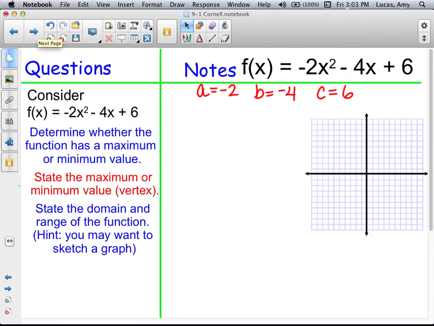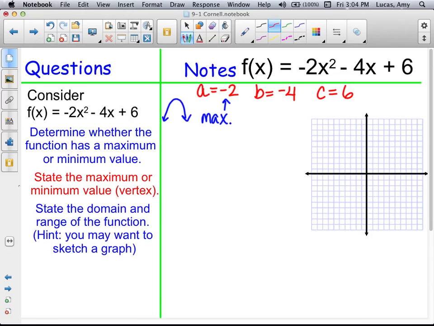So, maximum or minimum. If a is negative, take a look at what you just copied from your vocabulary. When a is negative, our parabola is going to open downward, like a frown. So that makes the vertex the highest point on the graph, so it's going to be a maximum. Now we need to find that maximum. We need to state that maximum value.